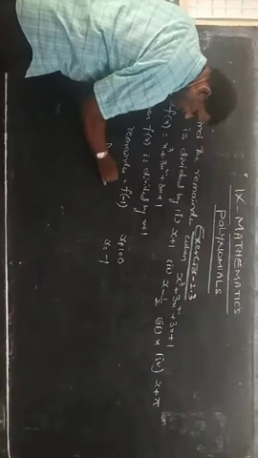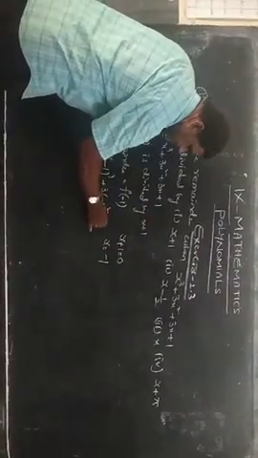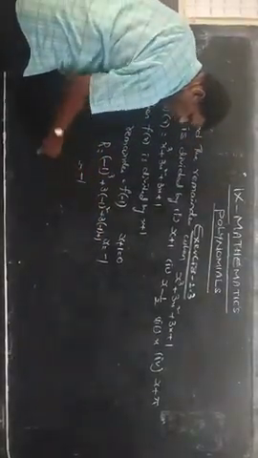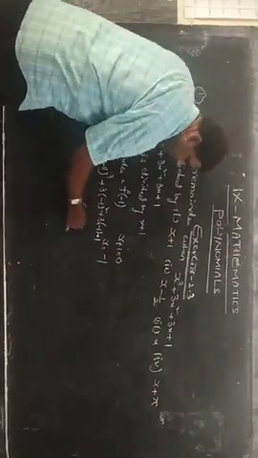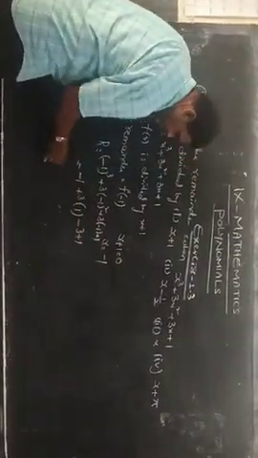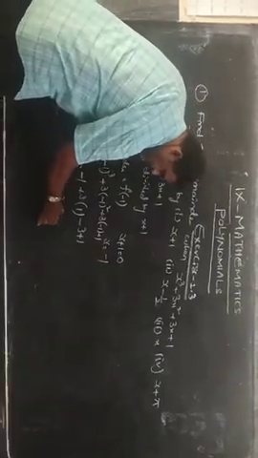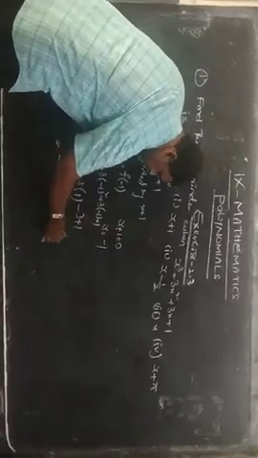In place of x you substitute minus 1. Minus 1 whole cube is minus 1, minus 1 whole square is 1, this is minus 3 plus 1, minus 1 plus 3 minus 3 plus 1. So the remainder we will get is 0.